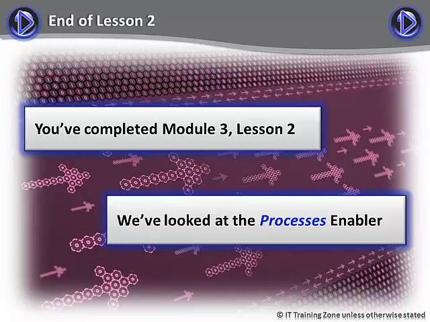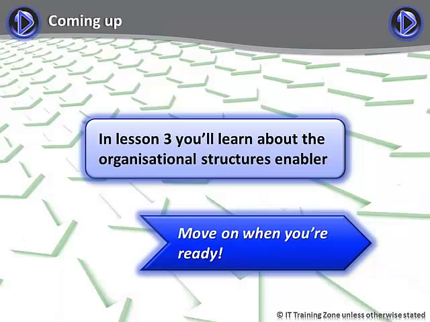Okay, that completes this lesson on the process enabler. You've learned about a number of things, including the process enabler dimensions and the structure and content of process definitions. The next lesson is Module 3, Lesson 3, Organizational Structures.